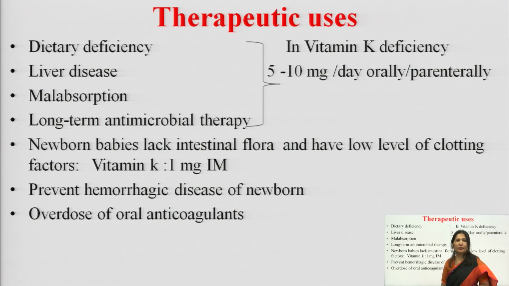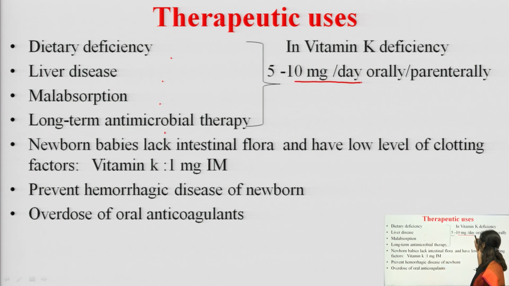So, next is therapeutic uses. As we discussed, the causes of vitamin K deficiency are dietary deficiency, liver diseases, malabsorption, and long term antimicrobial therapy. So, vitamin K is used in vitamin K deficiency diseases in the dose of 5 to 10 mg per day orally or parenterally. Apart from this, newborn babies lack intestinal flora and have low levels of clotting factors.